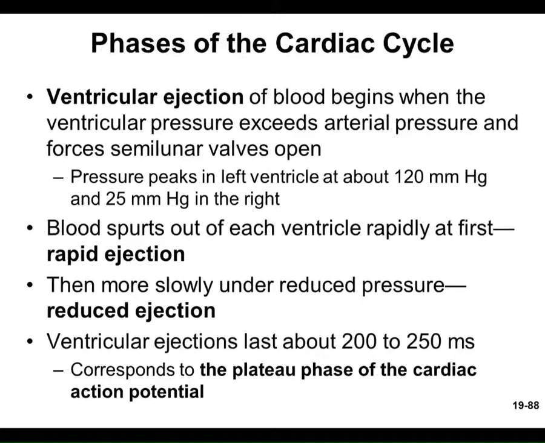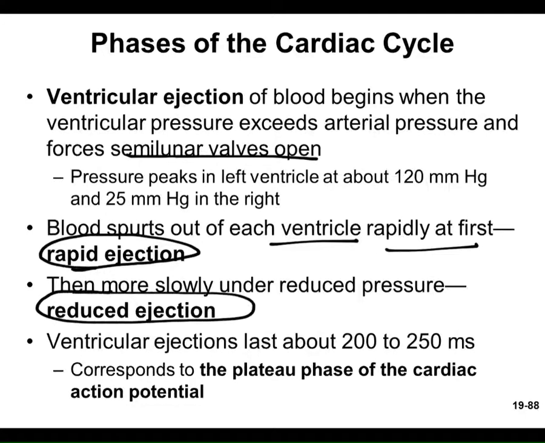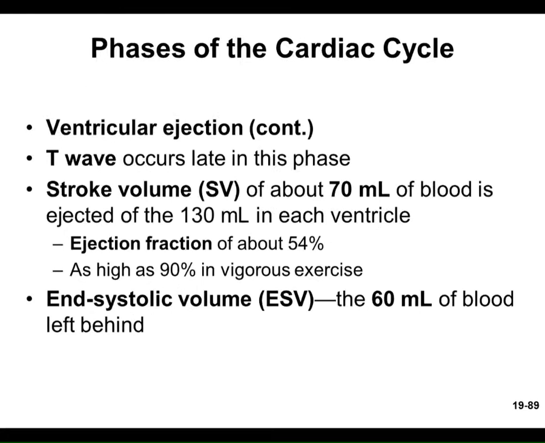At some point, the pressure in the ventricles is going to reach a point where it's going to force those semilunar valves open. Blood is going to start being spurted out of the ventricles rapidly at first and then slower. So there'll first be a rapid ejection and then a slower reduced ejection. This ejection is going to last for 200 to 250 milliseconds. That corresponds to the plateau phase we saw in the cardiac action potential, right? That long, sustained squeeze is going to be happening. So the ejection of blood will happen for that sustained squeeze.